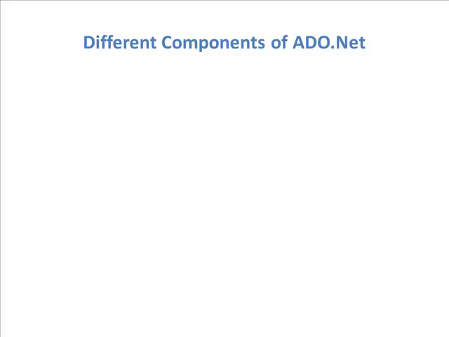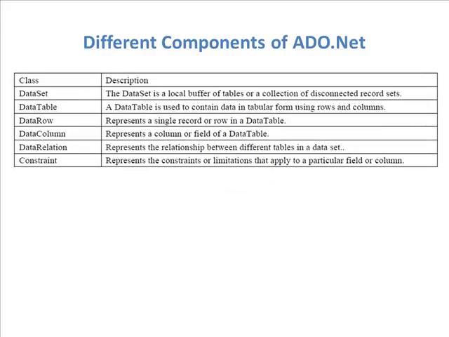Different components of ADO.NET. Class DataSet. The DataSet is a local buffer of tables or a collection of disconnected record sets. DataTable. A DataTable is used to contain data in tabular form using rows and columns. DataRow represents a single record or row in a DataTable. DataColumn represents a column or field of a DataTable. DataRelation represents the relationship between different tables in a DataSet. Constraint represents the constraints or limitations that apply to a particular field or column.